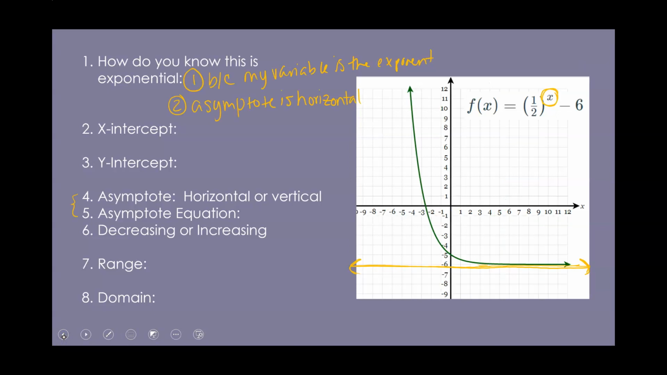So I have a horizontal asymptote here, so I can go ahead and circle horizontal, okay? Now, since this is horizontal, a horizontal equation goes through the y-axis, so it's a y equals formula. So this is going to be y equals, where is this flatlining at? -6, okay?